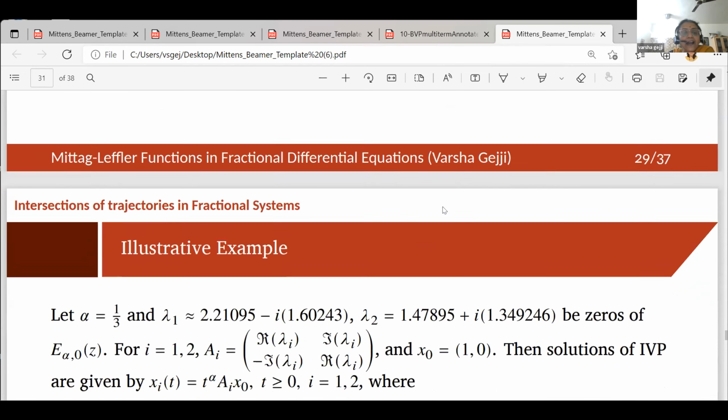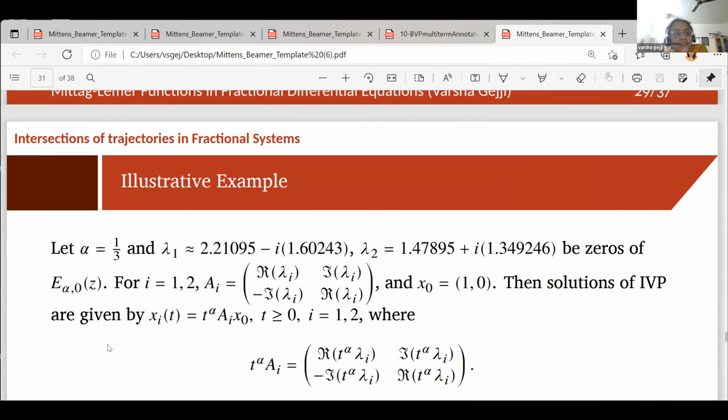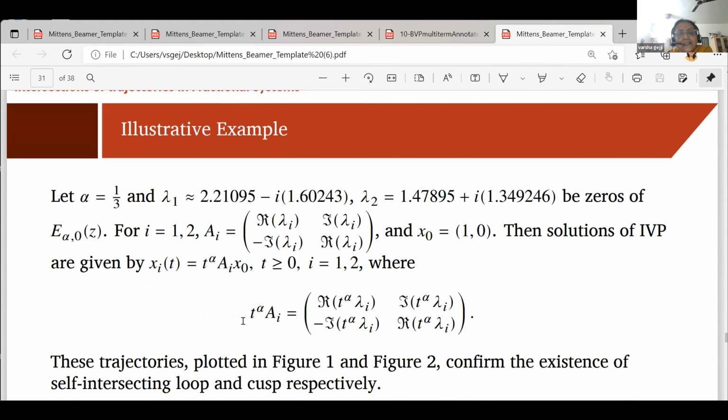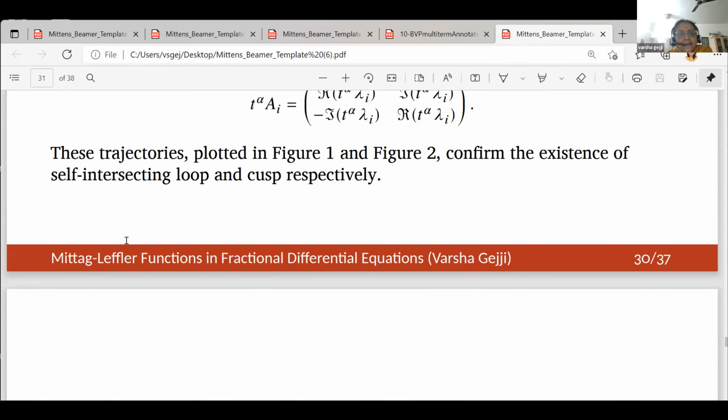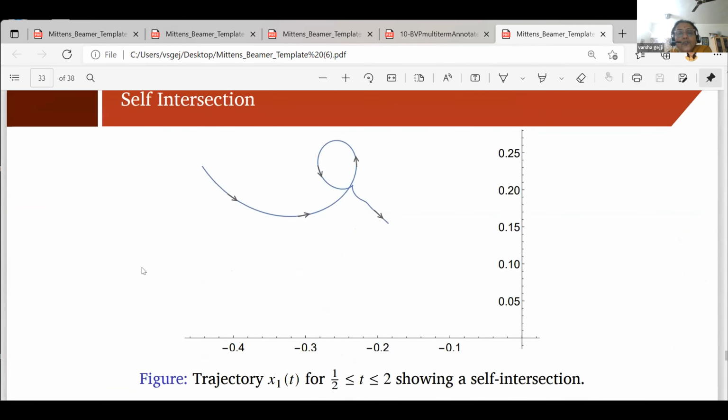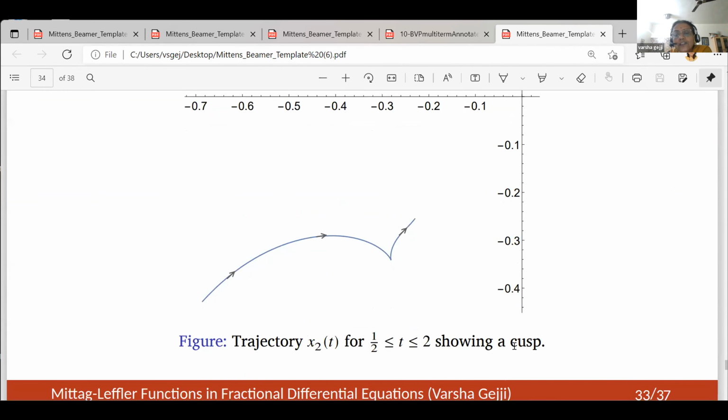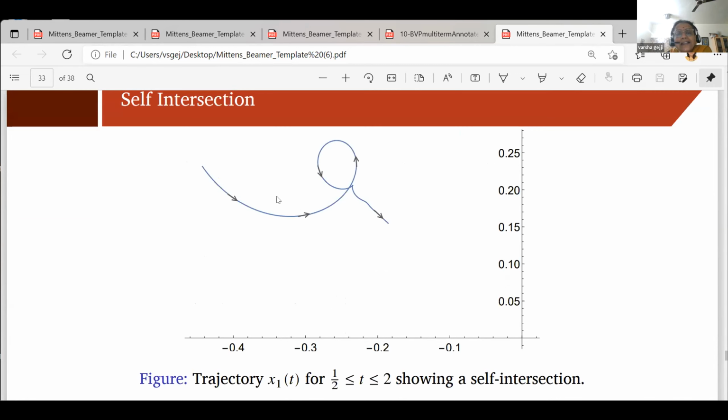And here we are giving an example. So we have constructed this example where we take alpha is 1/3 and take a matrix having these eigenvalues with the zeros of E_alpha,0, and construct this matrix and substitute and plot the trajectories of this dynamical system. And here are the plots. So you get such kind of solution. It is a case of self-intersection, and x2(t) shows the cusp. So you can see that this can be a solution of a fractional differential equation.